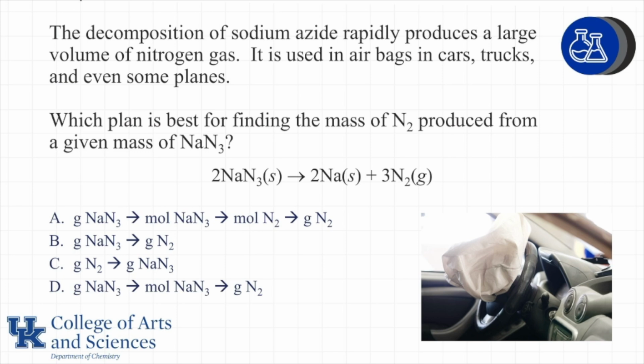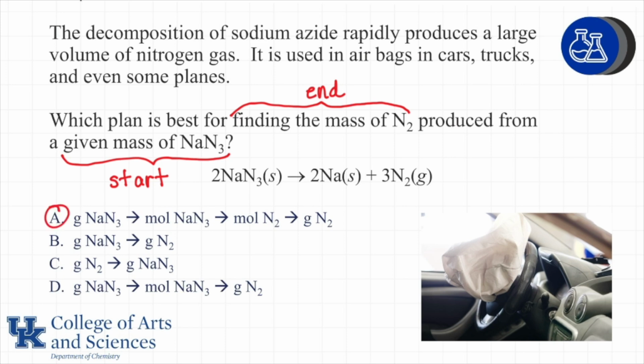We identify the starting point, which is some mass of NaN3. We aren't given a specific value here, but we're not actually solving the problem yet. And we look at what we're trying to find, which is the mass of N2. I know that I have to start with grams of NaN3 because that's my starting point. And I can go from grams of NaN3 to moles of NaN3 to moles of N2 to grams of N2. So A is the correct answer.